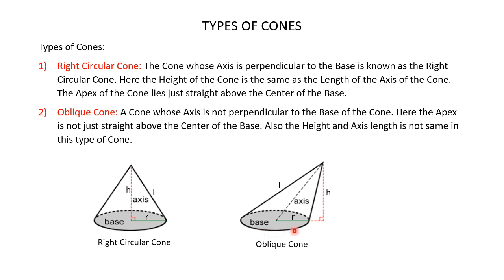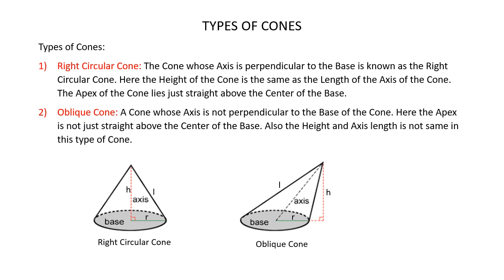Now, this is an oblique cone. As you can see here, this is the axis, that is the line drawn from the apex of the cone to the center of the circular base. This is the axis of the cone, and clearly you can see that this axis is not perpendicular to the base.